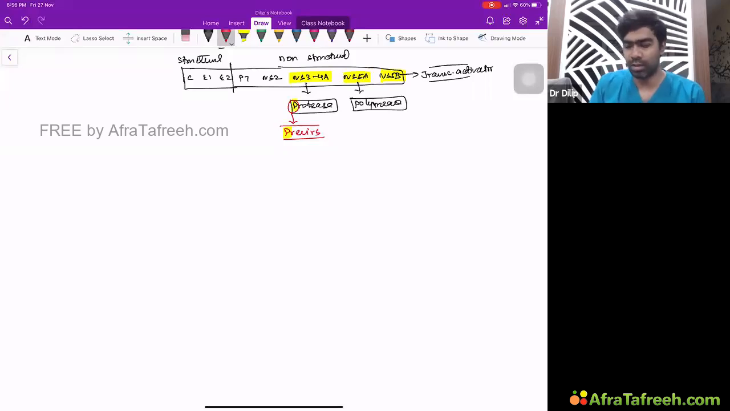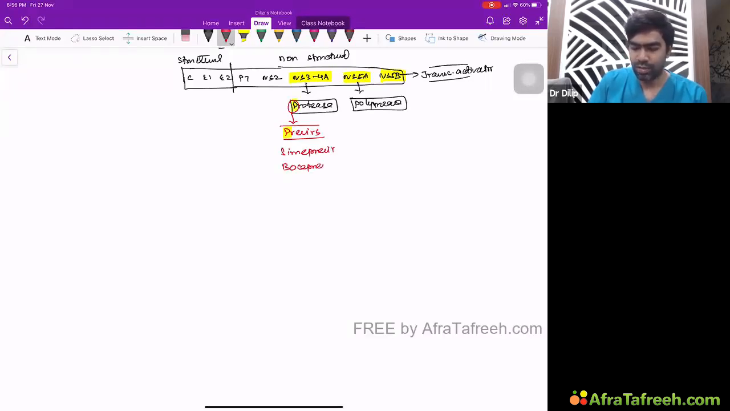We have many previrs. We have simeprevir, not used nowadays. Then we have boceprevir, not used nowadays. Then we have paritaprevir. This is the only previr that is used very commonly nowadays, and it's pan-genotypic. It is effective against all the genotypes. That's why it's a very common drug used among the protease inhibitors. The rest of it we don't really use.